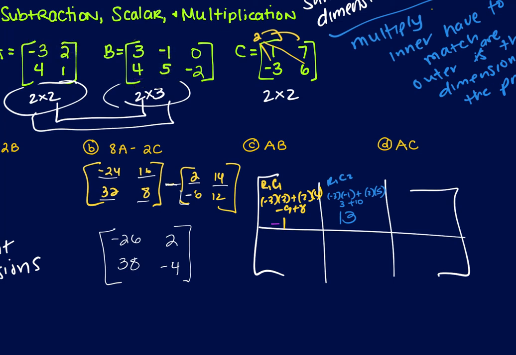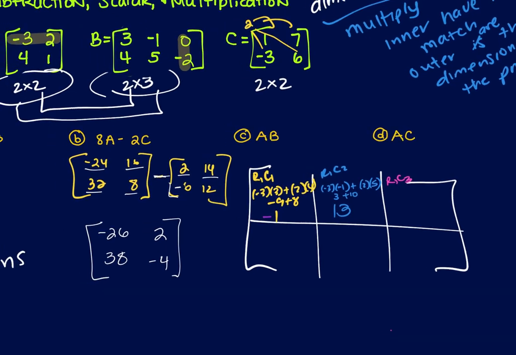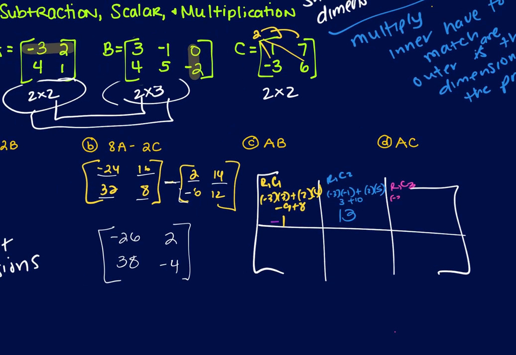Then I'm doing row 1, column 3. So row 1, column 3, and I get negative 3 times 0 plus 2 times negative 2. 0 minus 4, which is negative 4. Then you are done with row 1. So if you literally want to cross it out, feel free. Because now I go to row 2.